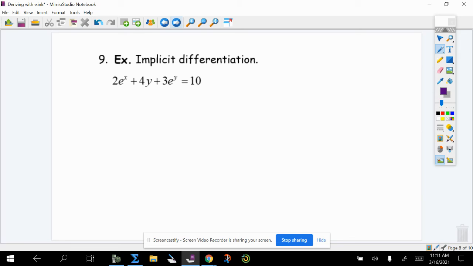So with implicit, you're going to derive every term. You're going to use all your known rules, and anytime you derive a y term, you're going to have dy dx. So the derivative of 2e to the x is 2e to the x. No dy dx needed because it was an x term. Derivative of 4y is 4 dy dx. Derivative of 3e to the y is 3e to the y dy dx because the exponent is a y term. And the derivative of 10 is 0.